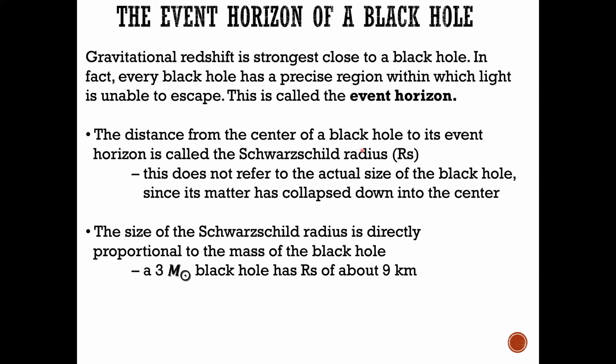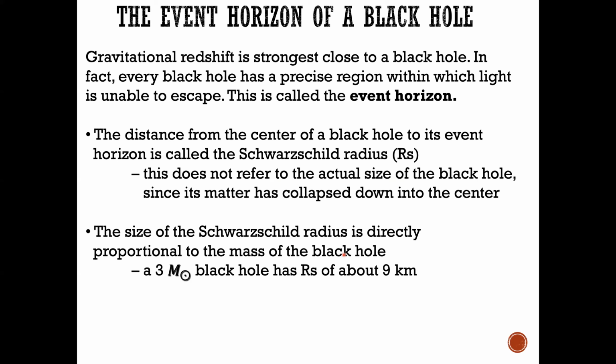Actually, something that you have to remember is this doesn't refer to the actual size of the black hole, right? Since its matter has collapsed down into the center, the actual black hole is even smaller than that. And the size of the Schwarzschild radius is directly proportional to the mass of the black hole, right? So if the mass of the black hole is higher, the Schwarzschild radius is higher. Which means for very massive black holes, you cannot go very close to them. If you go very close and pass through the event horizon, then you cannot come back, right?